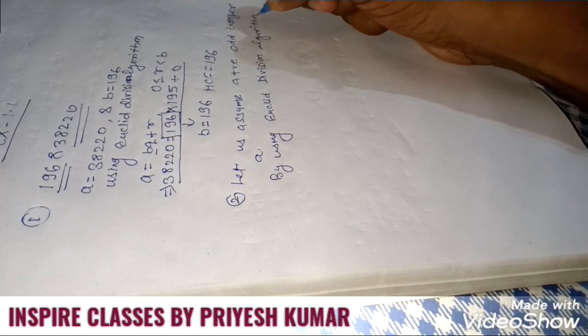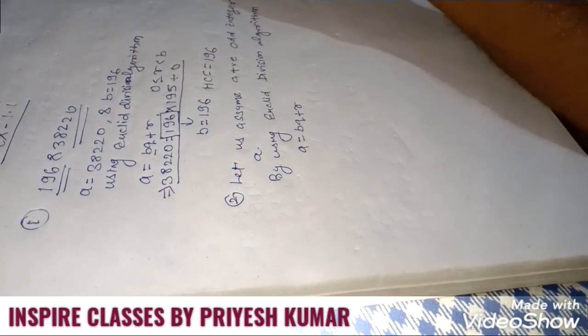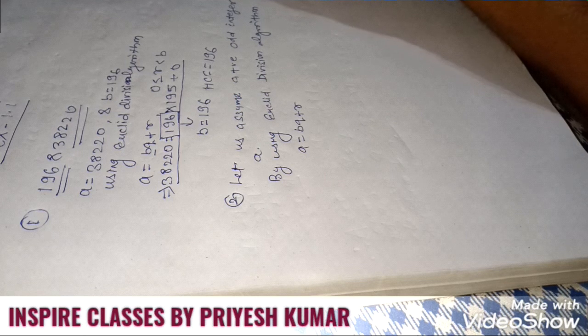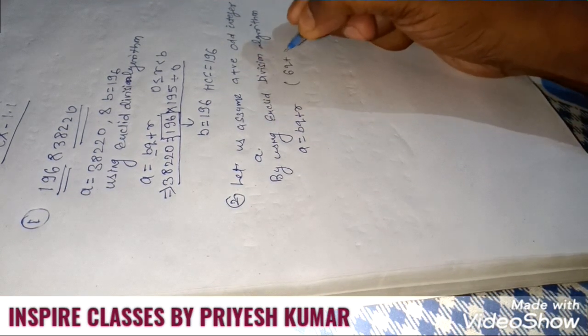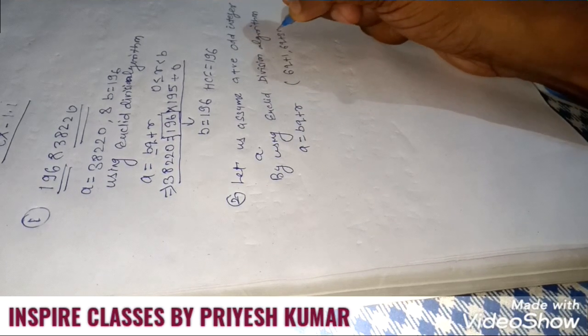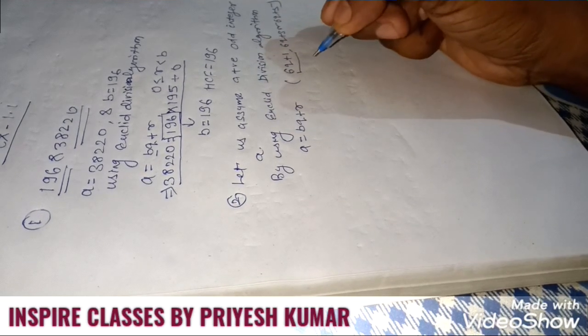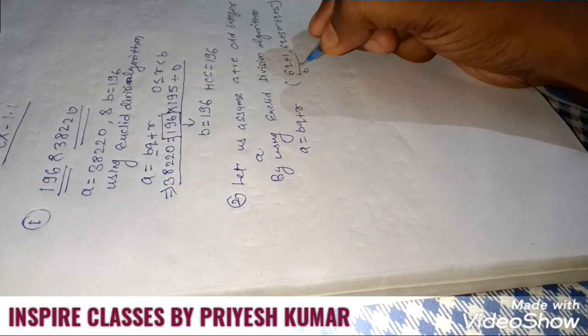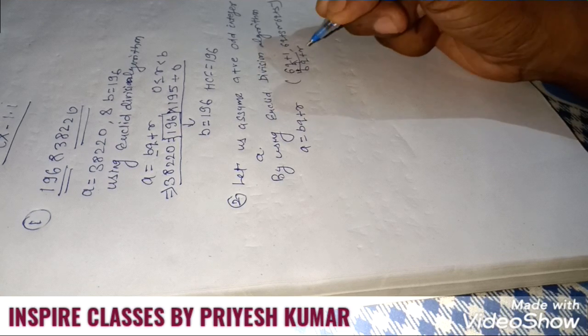algorithm. We will write here A is equal to BQ plus R, and if you will observe this question, you will find that the expression is in the form of 6q plus 1, 6q plus 3 or 6q plus 5. By comparing BQ plus R, we will find out the value of B will be 6. In this question, you can find out the value of B by comparing BQ plus R.